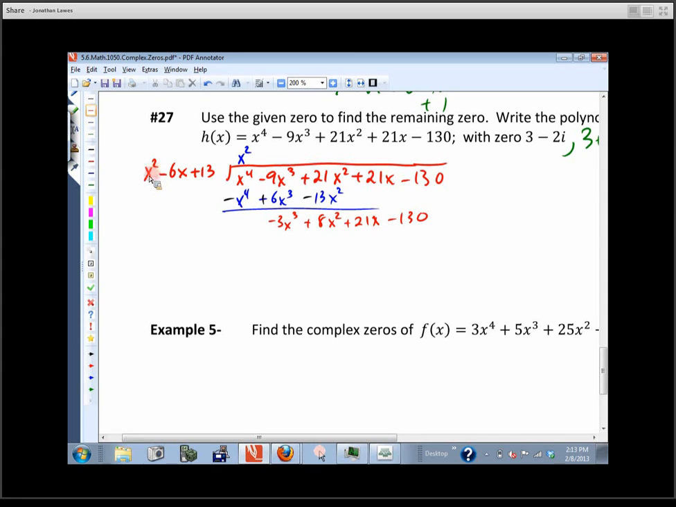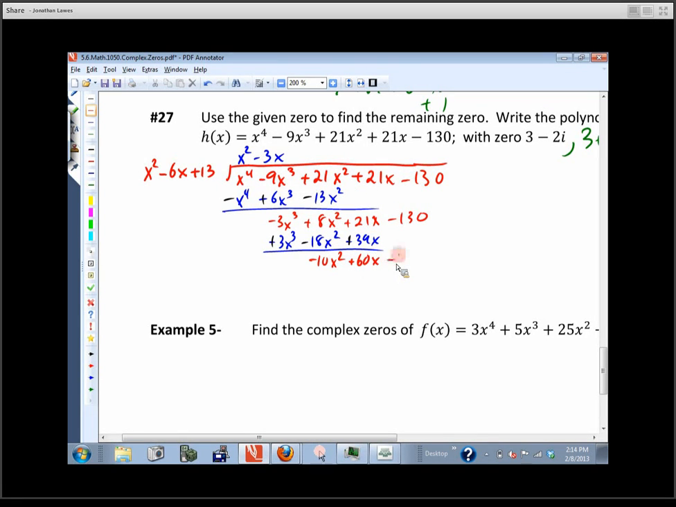What do I multiply x squared by to make it a negative 3x cubed? Negative 3x. So this is going to be a negative 3x cubed. That's going to be a plus 18x squared. And that's going to be a minus 39x. Did I do okay there? We're going to change signs. So that's going to be a plus, a minus, a plus. So I get none of those, and I've got a negative 10x squared. Put these together. This looks like good news because that's going to be a 60. Is that right?